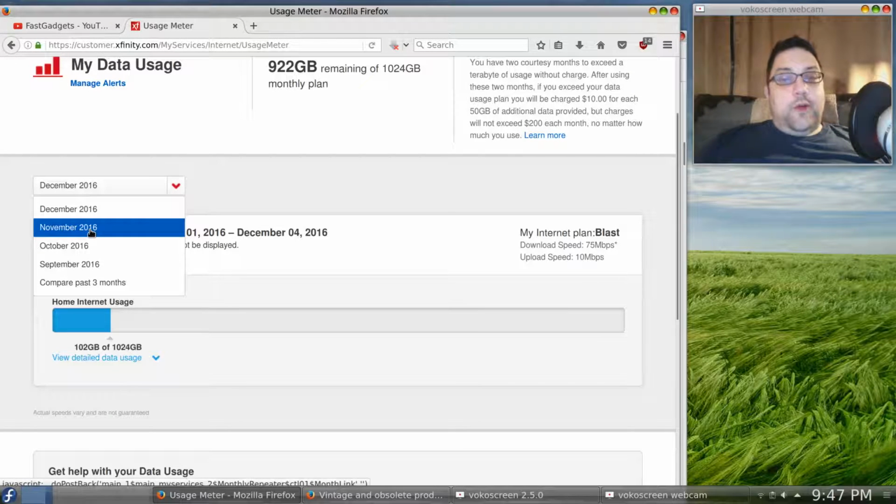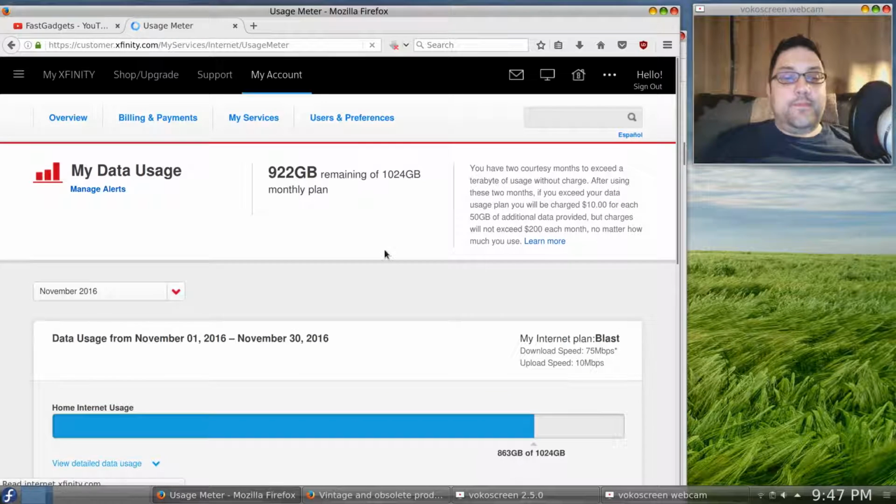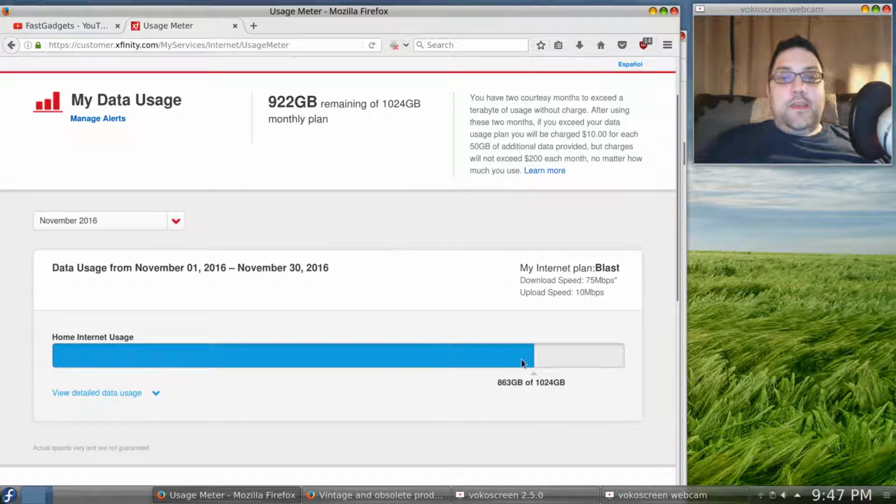I don't know if I want to look at this. But here we go. Hopefully I didn't go over. No, I was safe in November. I actually only used 863 gigabytes of 1024, which was actually the most I've used so far, I think.